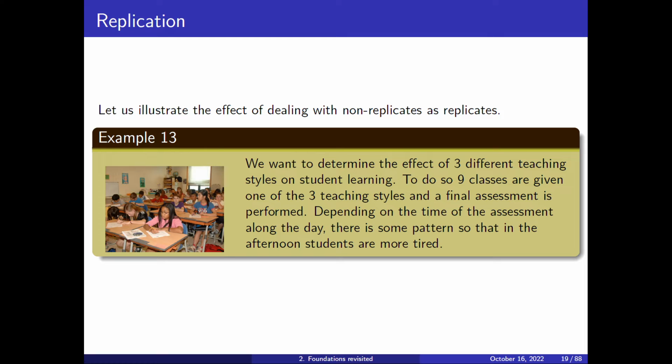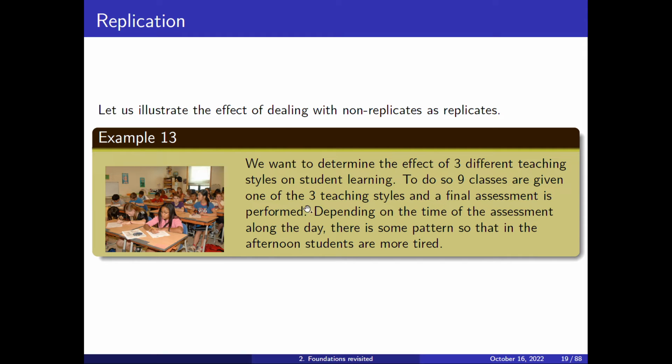Here is an interesting example about the effect of dealing with non-replicates as replicates. You have non-replicate data, but you think that they are true biological replicates. Let's say that you want to determine the effect of 3 different teaching styles on student learning. To do so, you take 9 classes. These classes are randomly assigned to each one of the 3 teaching styles, and then you do a final assessment.